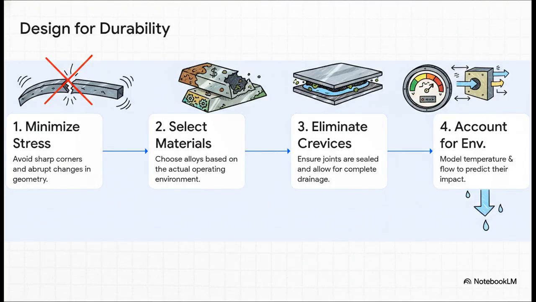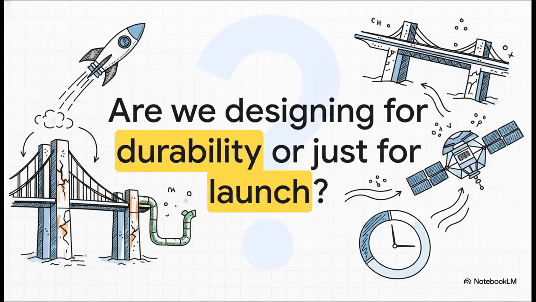So, how do we actually do that? Well, first, you design out those stress points. Use smooth curves instead of sharp corners. Second, you have to select your material for its actual service life, not just its upfront cost. Third, you design to get rid of those tiny gaps where crevice corrosion loves to hide. And finally, you have to truly understand and account for the real-world temperature and flow that your design is going to face. And that really leaves us with a final question.